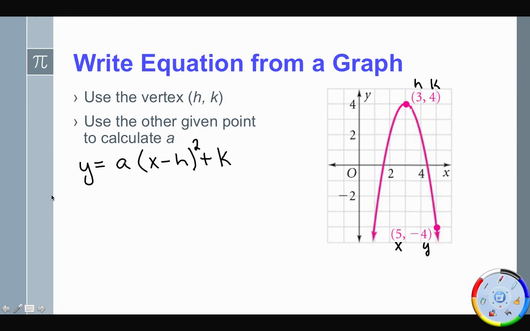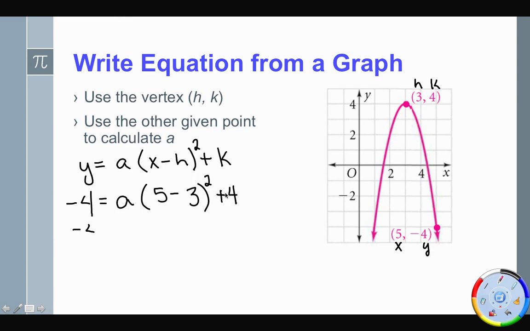So we're going to do that. We're going to plug in y as negative 4. We don't know what a is yet. We know x is 5. We know h is 3. And we know k is a positive 4. And we can do some simple algebra to solve this.